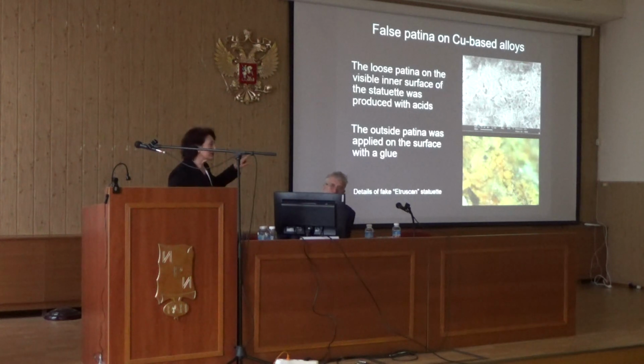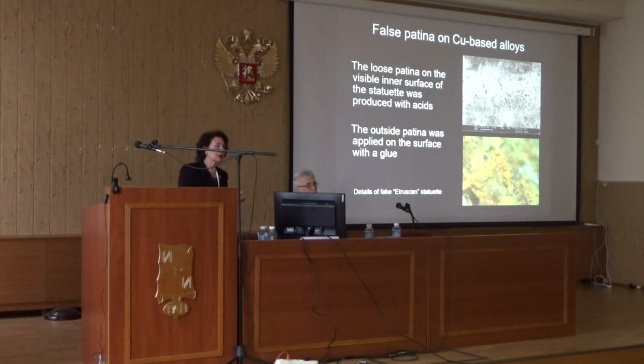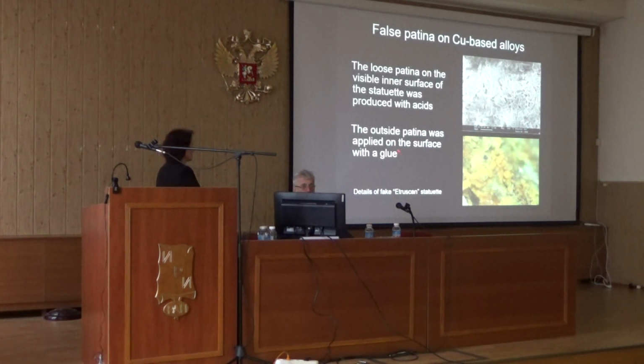This is, of course, a picture taken at the normal optical microscope. It was made of ground copper-based alloy, real corrosion, ground to dust and mixed with glue. If you look at it here, maybe you can see the bubbles in the glue. So it was applied with a glue.